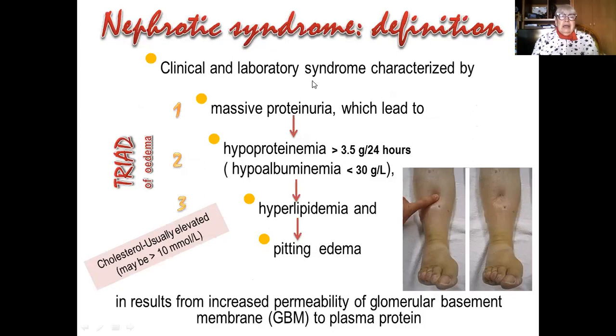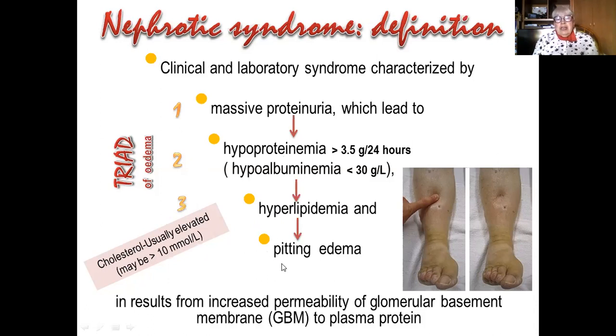As you see here, a clinical and laboratory syndrome characterized by, as we told before, massive proteinuria, which leads to hypoproteinemia. Massive proteinuria is defined as more than 3.5 grams per 24 hours excretion, and it will be hypoalbuminemia, which causes the compensatory mechanism of production of lipids. And as you see here, cholesterol is usually elevated more than 10 millimoles per liter, and hyperlipidemia is also typical as the third component of the triad of nephrotic syndrome.